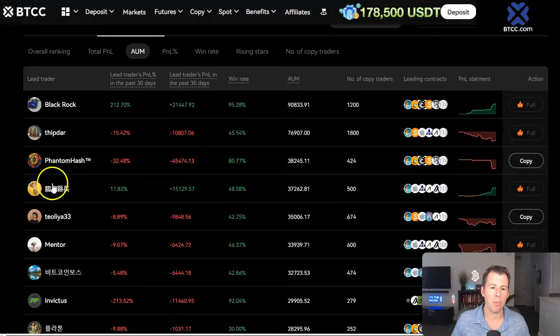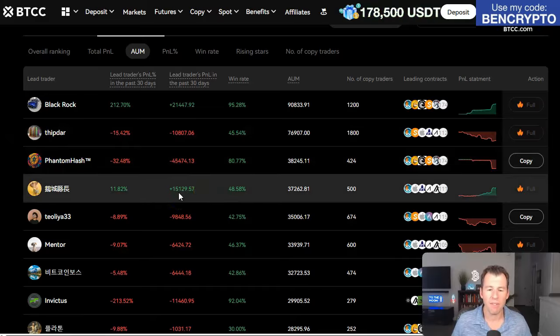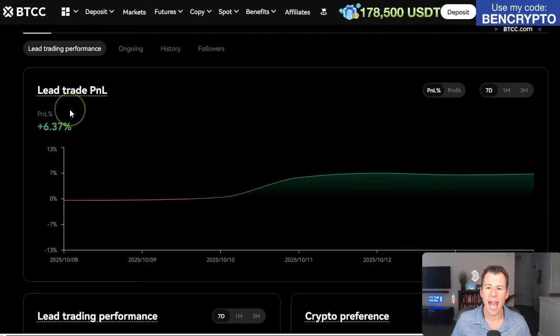Now let's look at that other person with the Chinese characters here. He is also up pretty big, 15%. $15,000 in the month. He has a much lesser win rate. So 10% profit sharing ratio, about the same. He's been trading for a little bit longer, about a year and a half, but they've both been trading a while. 7% on the 7 day, his portfolio is up 6%.